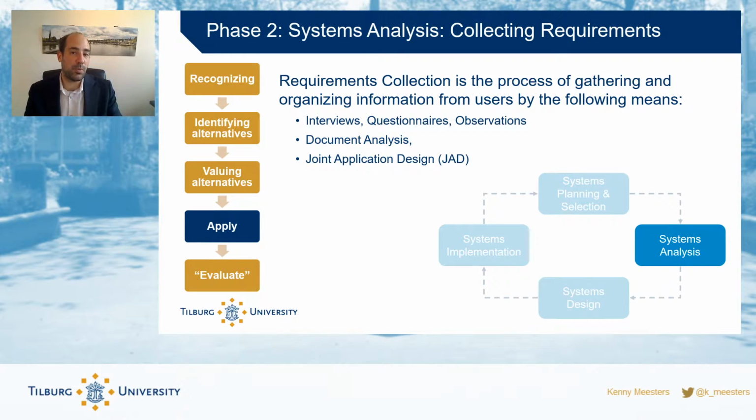Another way of doing it would be to involve your users in the application design, and we're going to talk a little bit more about that at the end of the lecture. So in short, the joint application design means you're actively involving the user and not just looking at documentation and passively observing them and using secondary data.